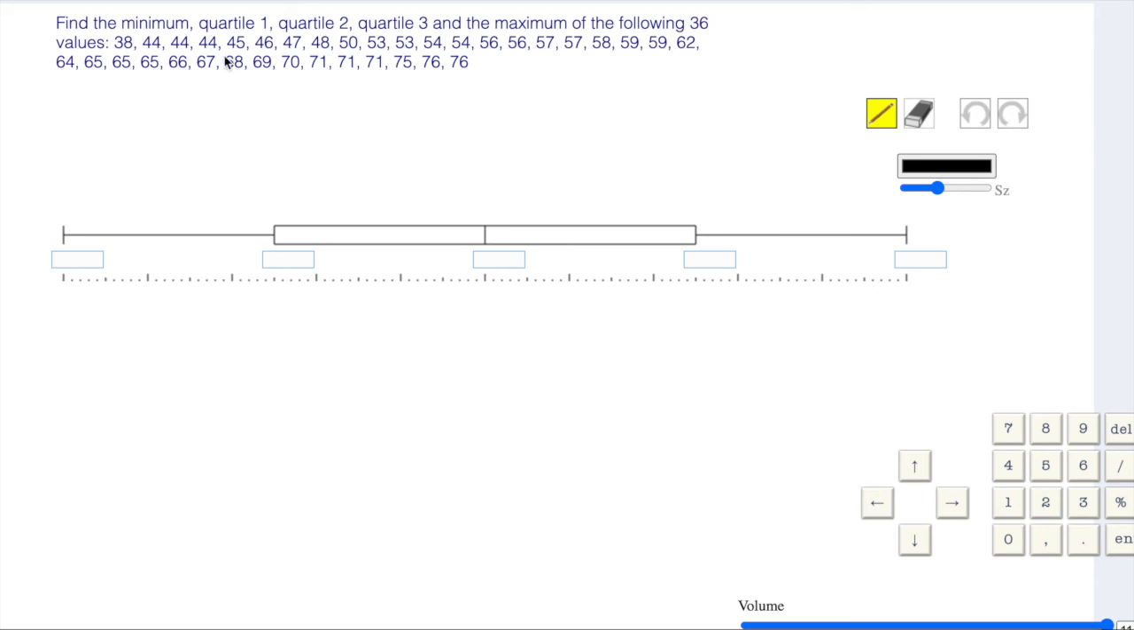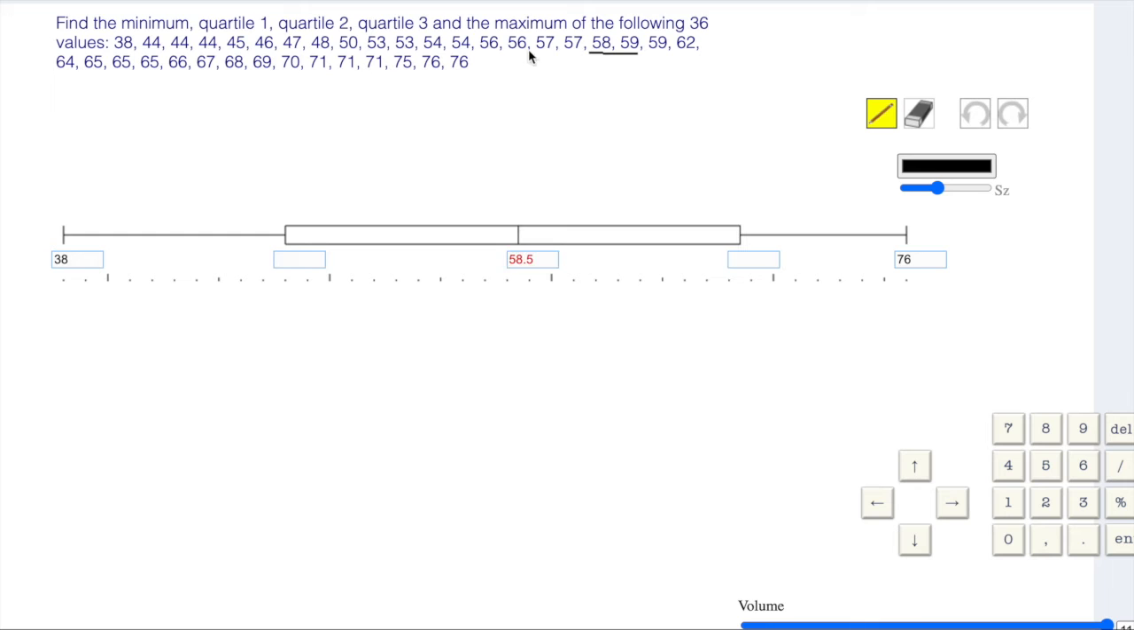Quartiles 2, very similar. It's asking you to put your minimum value here, which is 38. Your maximum value up here, which is 76. Your median, quartile 2. Half of 36 is 18. So I'm going to take the 18th and the 19th values. 1, 2, ... 15, 18 and the 19th value, 58 and 59. The average of those is 58.5.